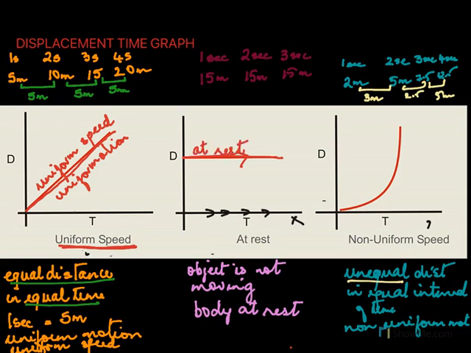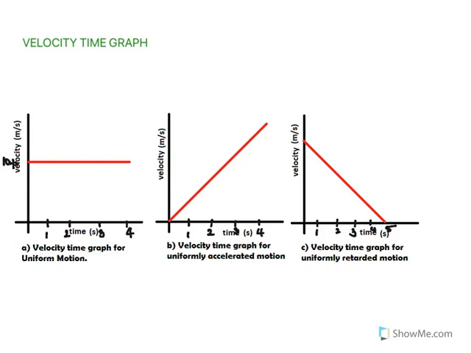If you look up here, this body now, see, it's going faster and faster. This is non-uniform motion. It moves faster and faster. It's not a straight line, it is a curve. We'll now look into the velocity time graphs of certain bodies.